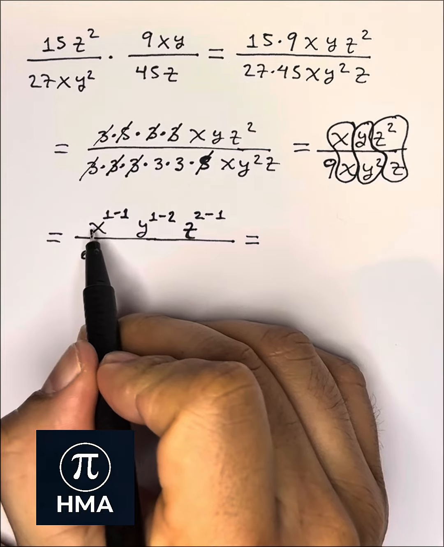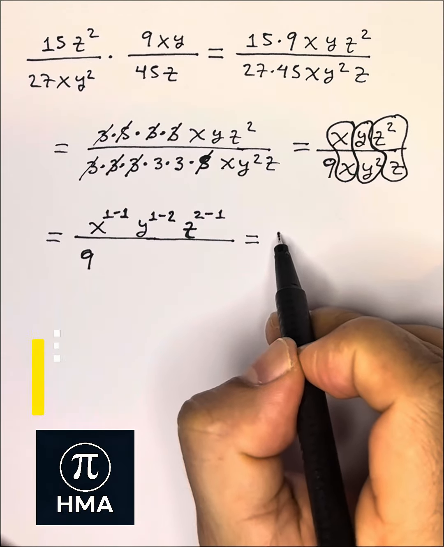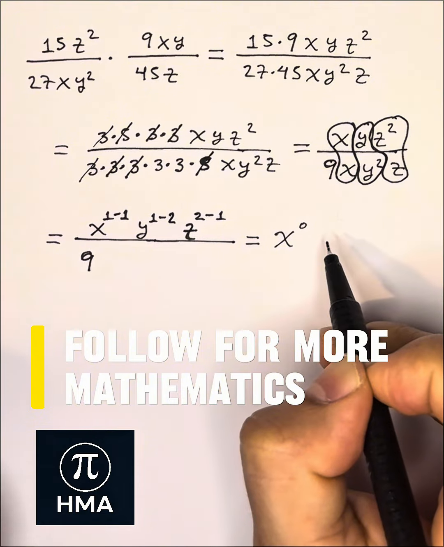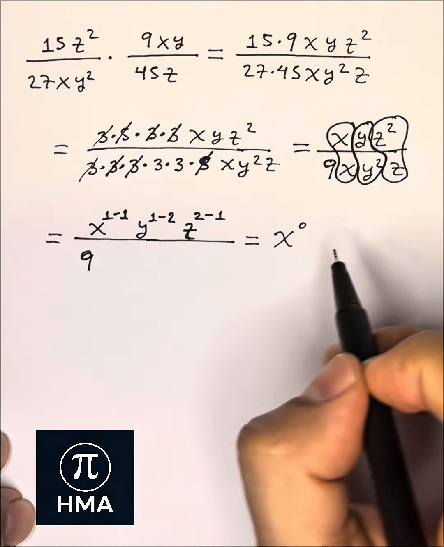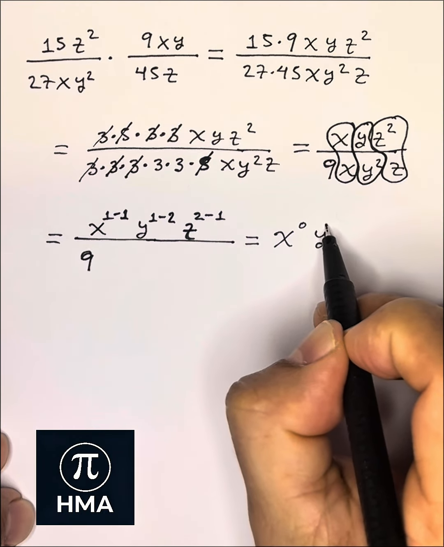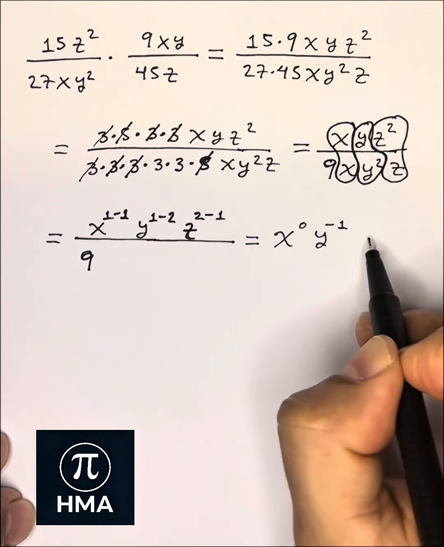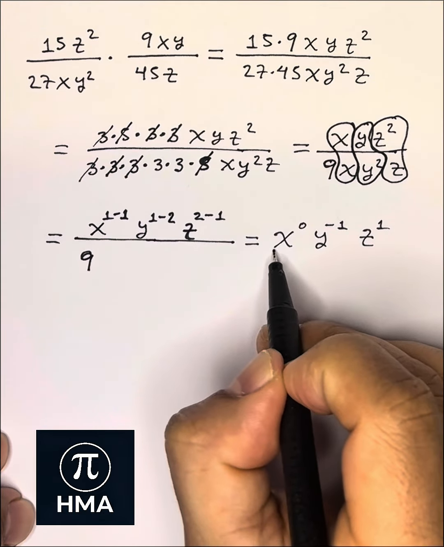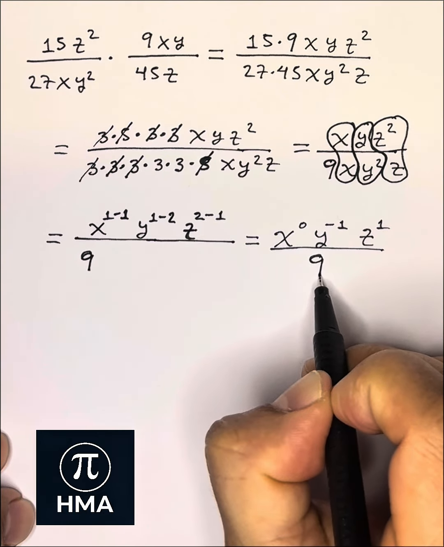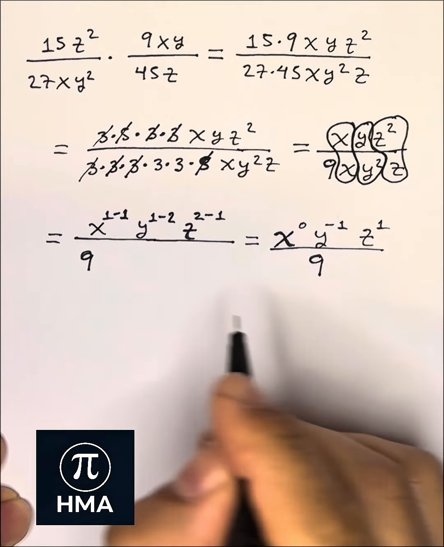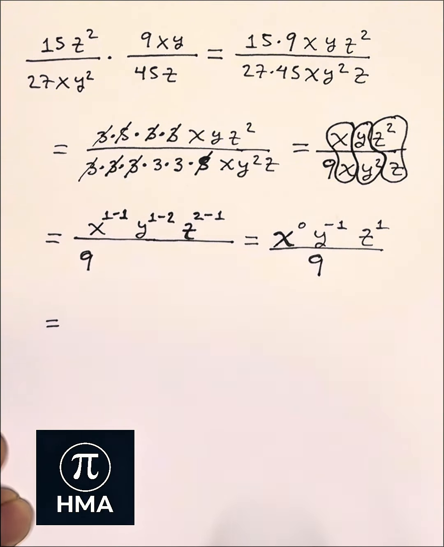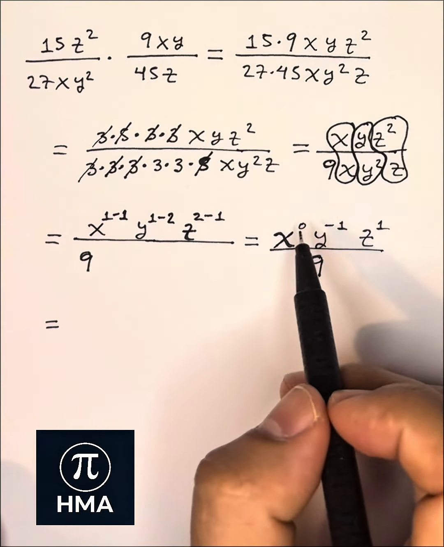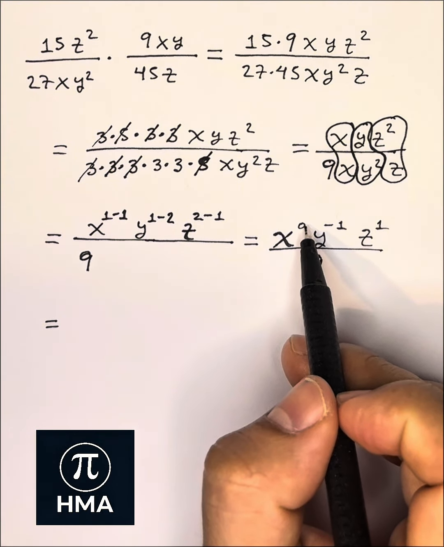So the result will be x power 1 minus 1. 1 minus 1, of course, is 0. Y power 1 minus 2, this will be power minus 1. And z, that is power 2 minus 1, that is 1. And all this is divided by 9. Every number except 0 to the power 0 is 1, always. Why? Because we have, for example, 9 divided by 9 is 1, or 3 divided by 3 is 1. So every number here that is power at 0 will be 1.